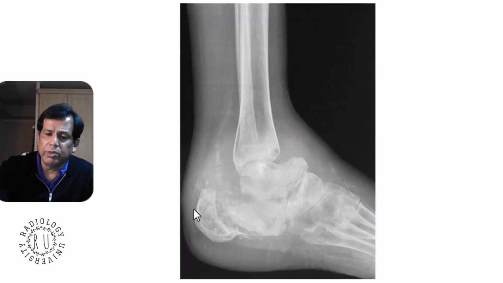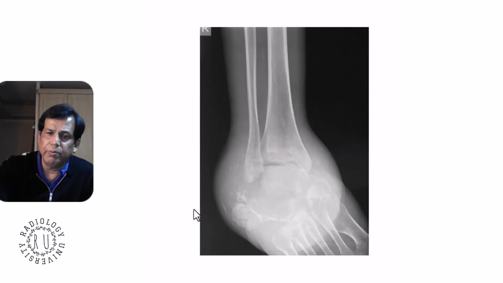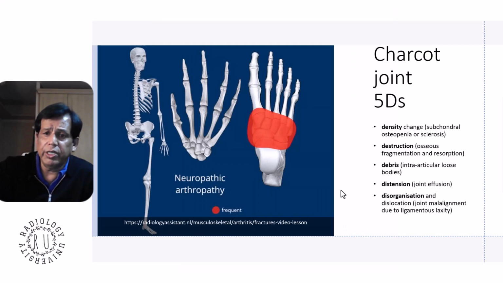Yeah, sometimes it can involve the ankle joint also, but ankles are relatively preserved. Charcot teaching wise, 5Ds: preserved density, destruction, debris due to the destruction, distension is due to effusion, and disorganization with malalignment due to chronic change. This is mainly in diabetics, very common.